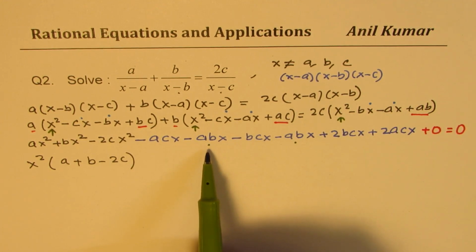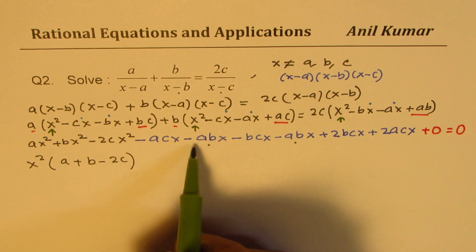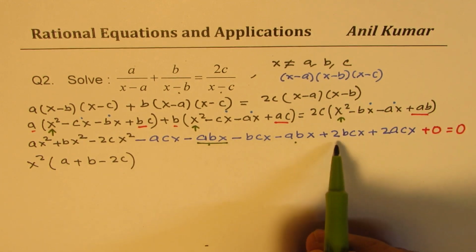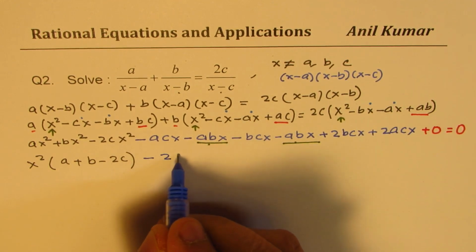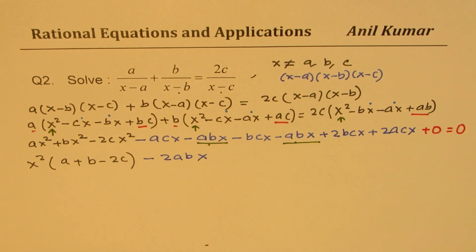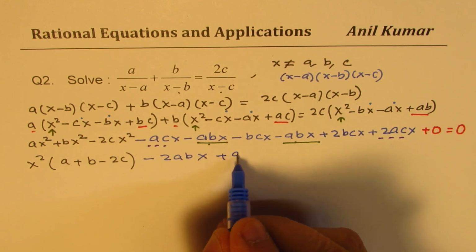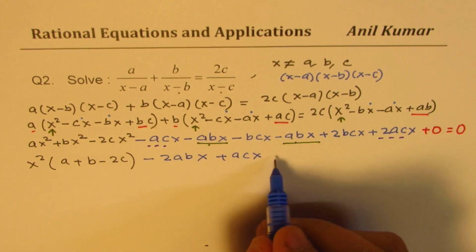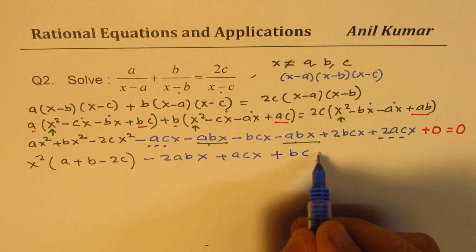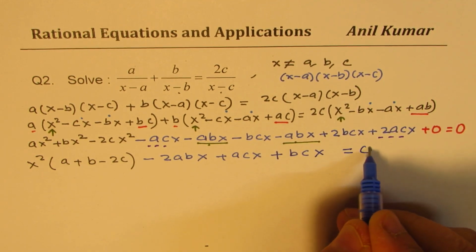So let's combine and write down our terms. So what I'm doing here is trying to select ab. So we'll say abx and minus abx. So that gives me minus 2abx. Correct? Now let's look into the next term, which is acx. We have got minus acx and plus 2acx. So that means I get plus acx. The third term is minus bcx and plus 2bcx. That gives me plus bcx. Does that make sense? Constant term is 0 equals 0.